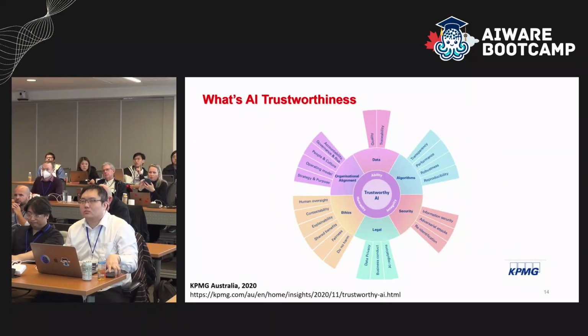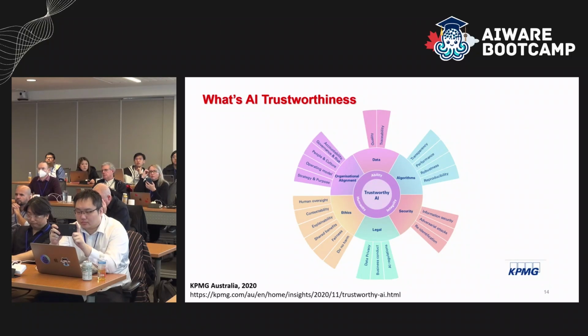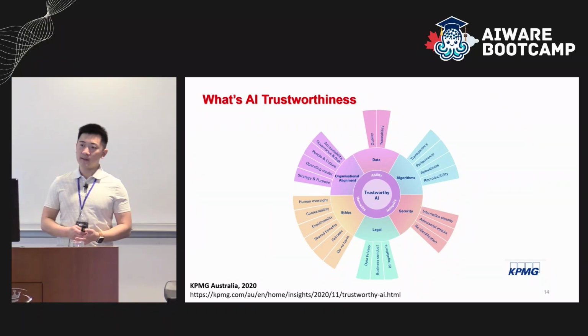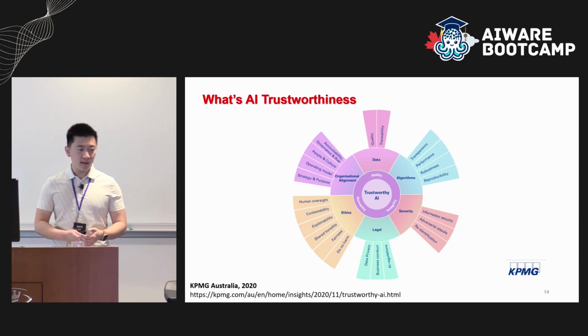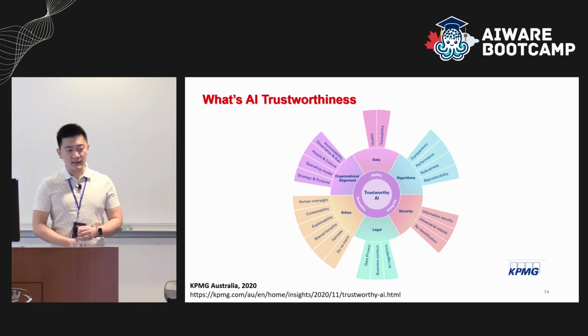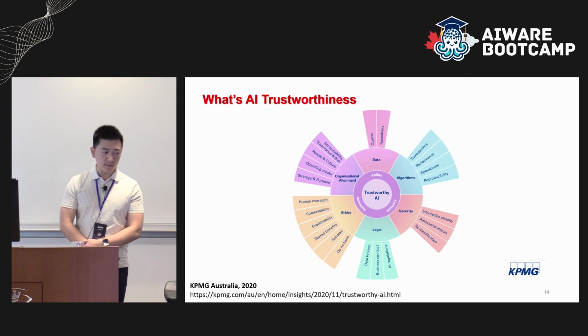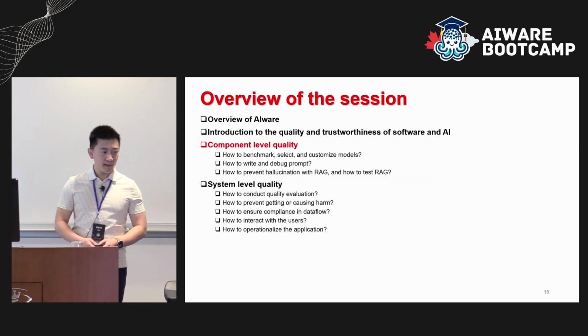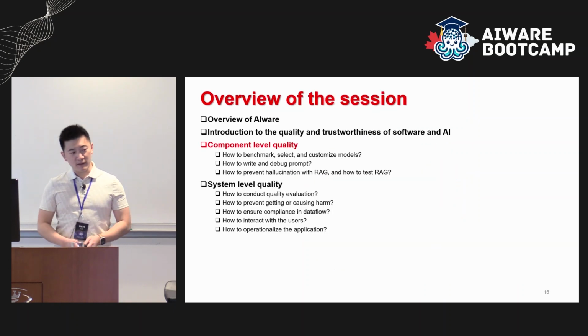But then when we're going into AI system, people realize that there are even more dimensions that previously were not considered as much in traditional software trustworthiness. For example, human oversight on the ethics, and also new ways of doing security and compliance guarantees. They are all new measures that people will need to consider in AI's trustworthiness. We'll go into a lot of these details in the rest of the talk as well. So that's the general definition of quality and trustworthiness.